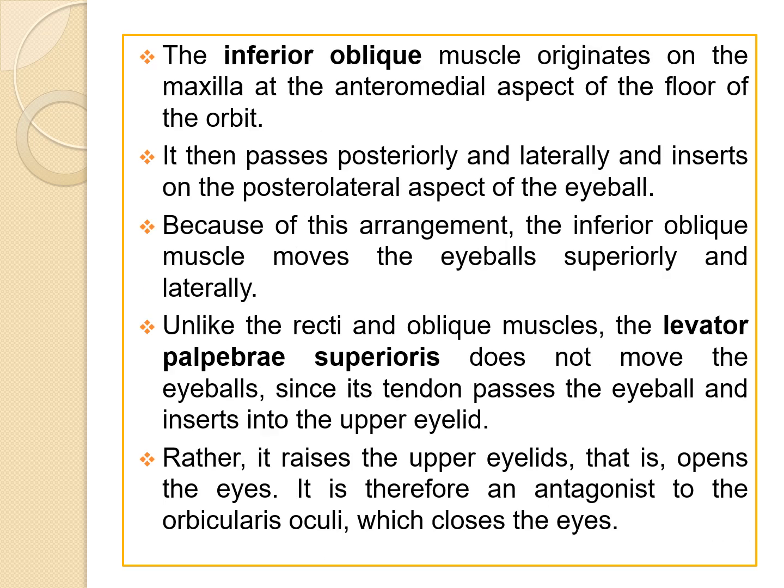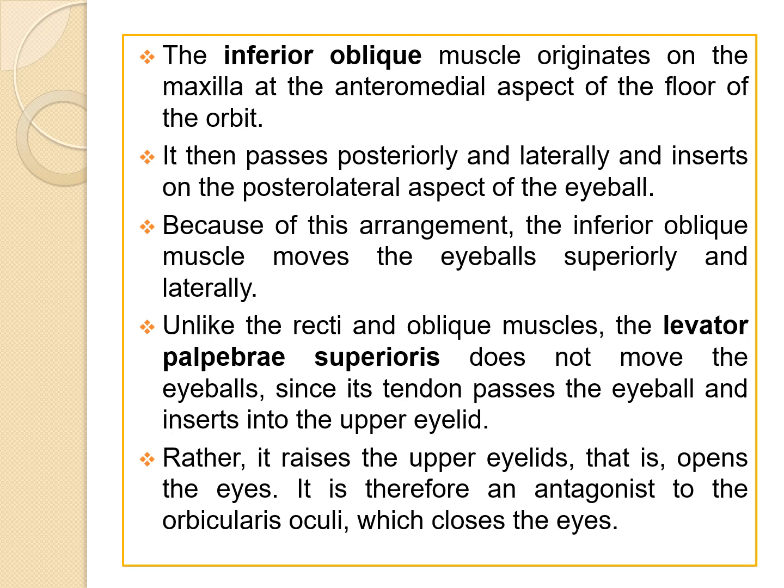The inferior oblique muscles originate on the maxilla at the anterior-medial aspect of the floor of the orbit. It then passes posteriorly and laterally and inserts on the posterior lateral aspect of the eyeball. Because of this arrangement, the inferior oblique muscles move the eyeballs superiorly and laterally.